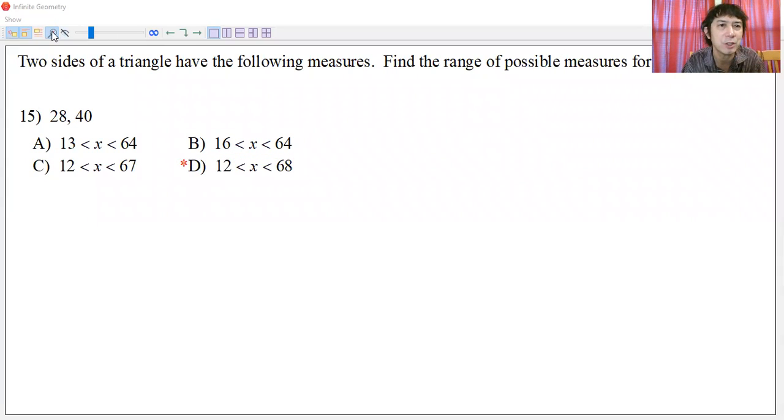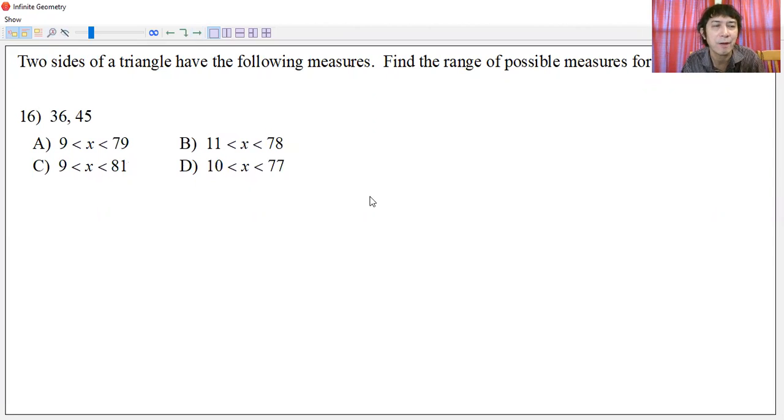Let's have number 16. Number 16 is here. Two sides of a triangle have the following measures. Find the range of possible measures for the third side. So again, our solution would be, there must be a way to do it. We have the formula: difference, then x, and this is now the sum. So let's have the difference. The difference, 45 minus 36, that's 9.